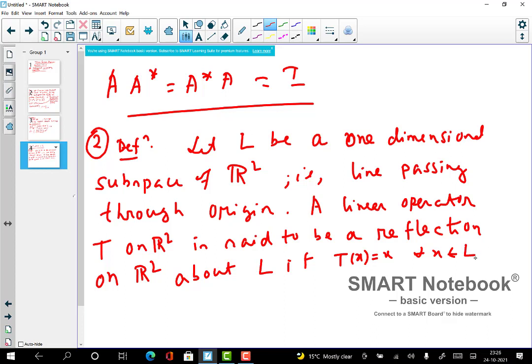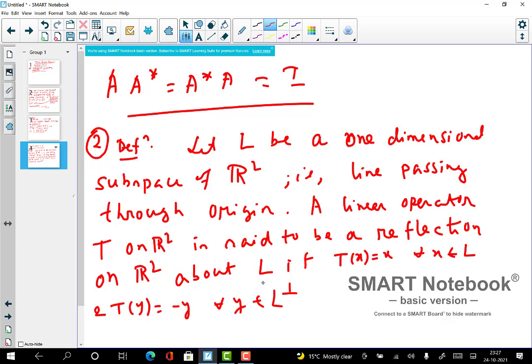the image under T is the same, and not only that, T(y) equals minus y for all y belonging to the orthogonal complement of L. So if you take the orthogonal complement, then T sends every vector on it to the negative of that vector. Okay, then this kind of operator is called a reflection, and we will prove later that this is also an orthogonal operator.